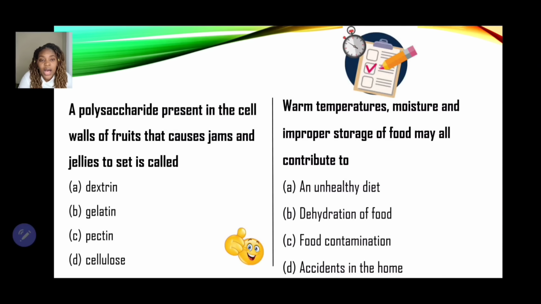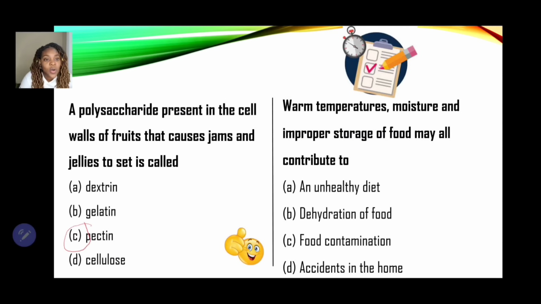First one, a polysaccharide present in the cell walls of fruits that causes jams and jellies to set is called A, dextrin, B, gelatin, C, pectin, D, cellulose. Now the correct answer here, guys, is pectin.